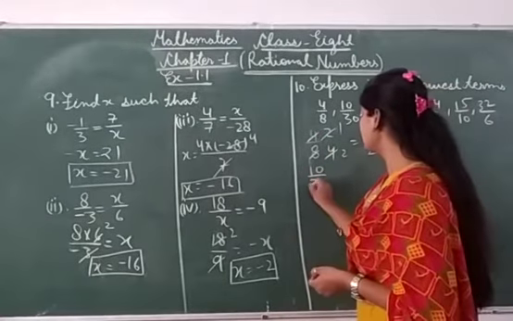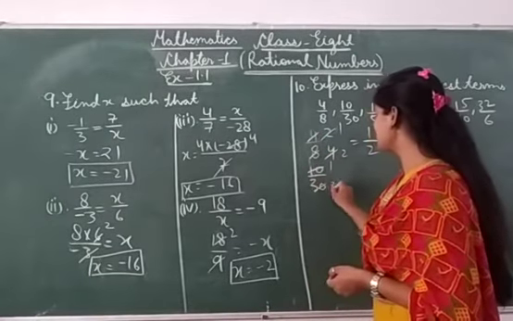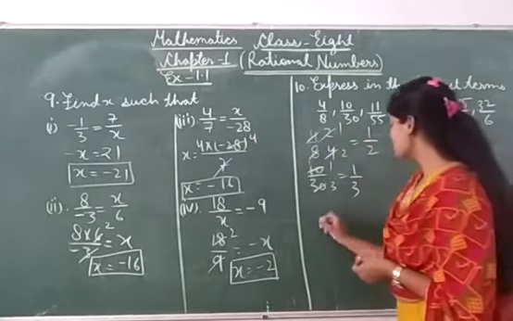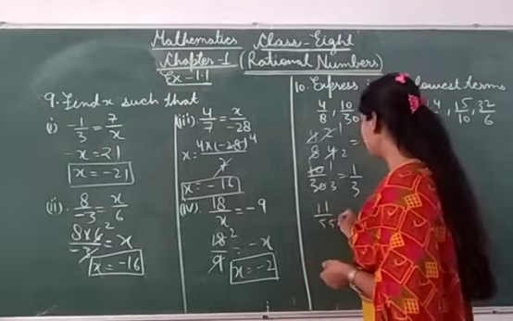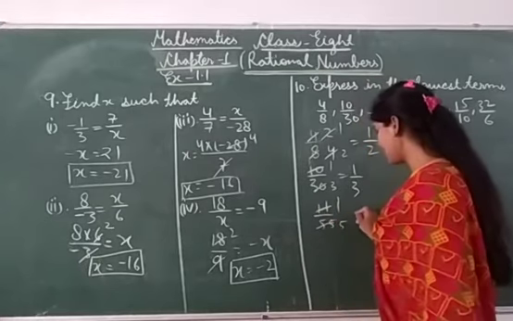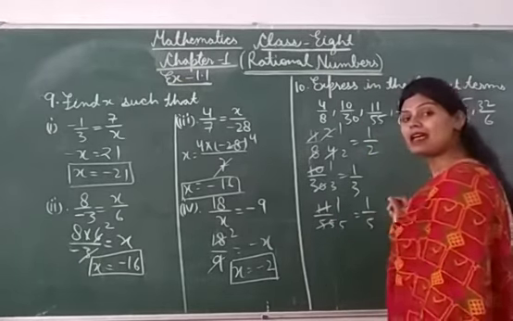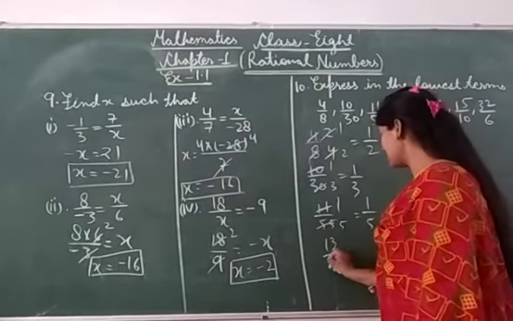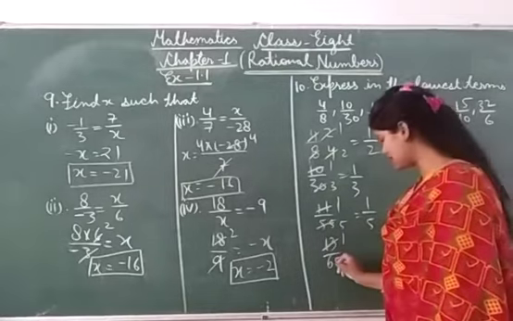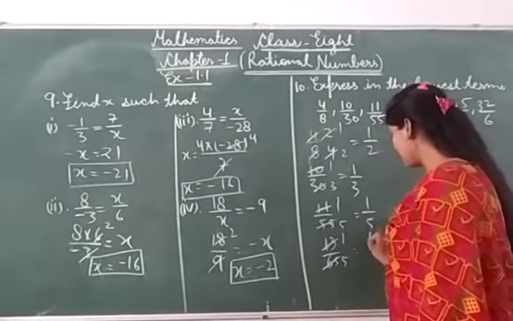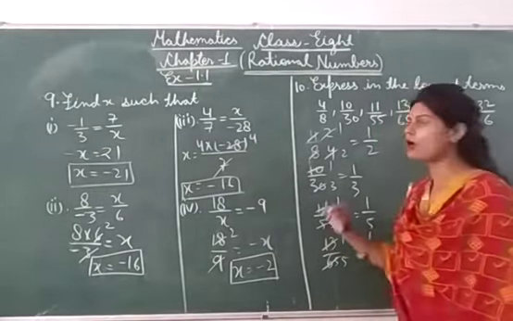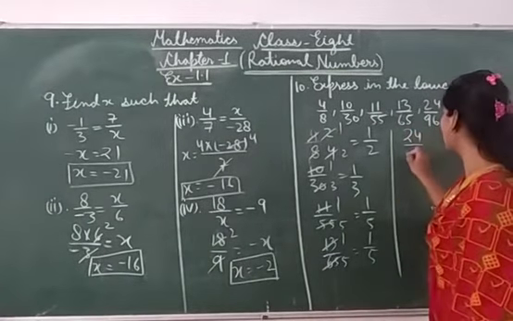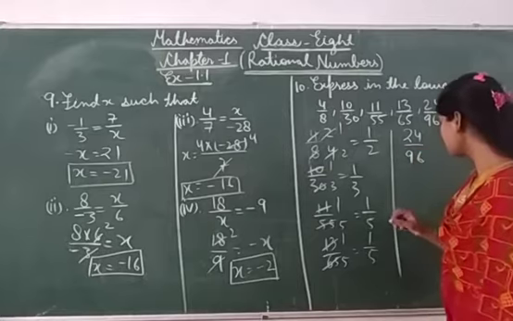Same as 10/30. 10 1s are 10, 10 3s are 30. 1/3 is the lowest form of 10/30. So 11/55. 11 1s are 11 and 11 5s are 55. So 1/5 is the lowest form of 11/55. So 13/65. 13 1s are 13, 13 5s are 65. 1/5 is the lowest form of 13/65. Okay, 24/96.